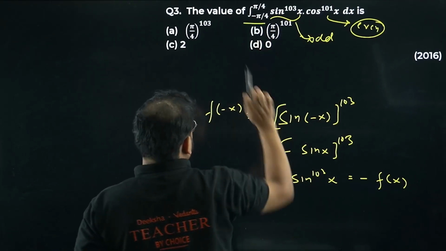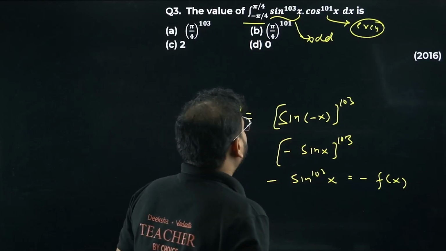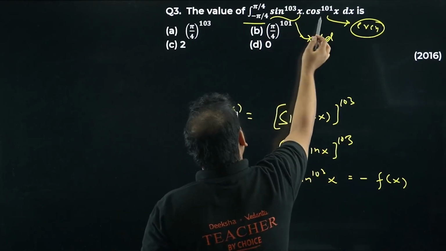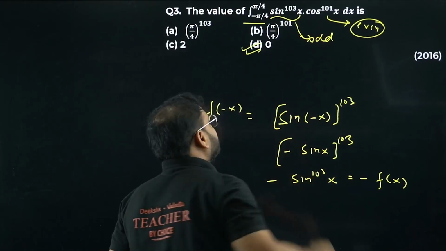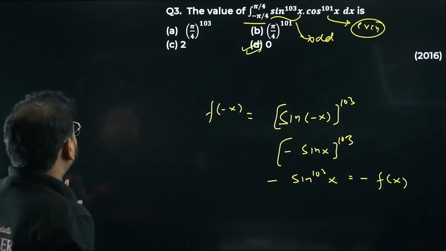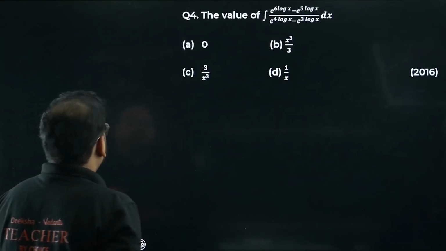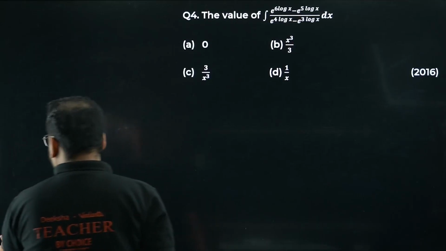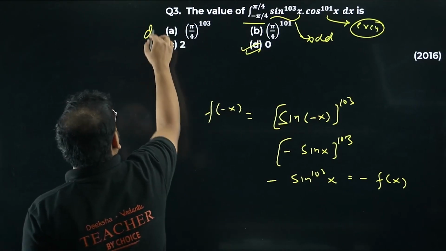Please check, minus pi by 4 to pi by 4, because for this part the answer will become 0, right? So that's why the answer is option D. Question number 3 answer is option D. Okay, move on to question number 4 now. Question number 3 is done, right? Please check, option D is right.